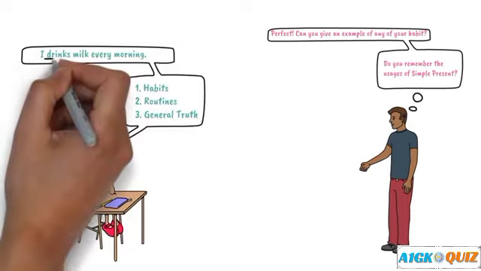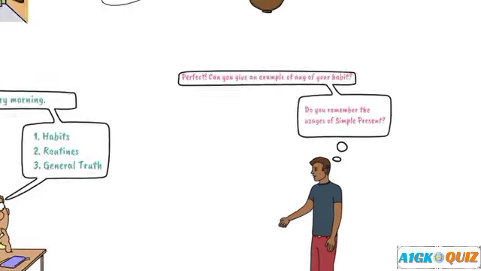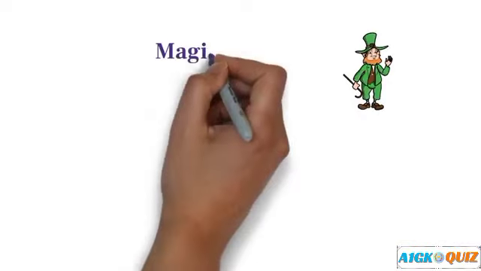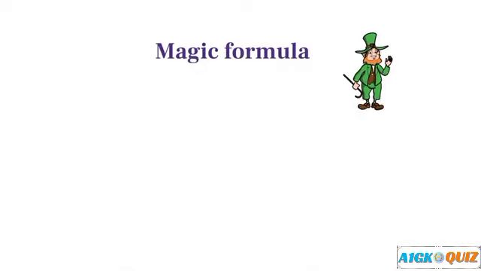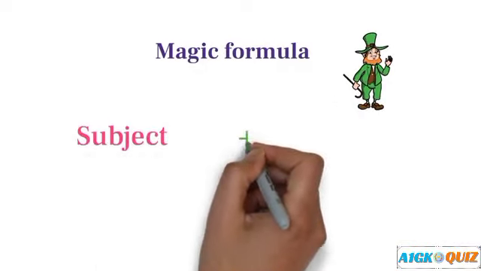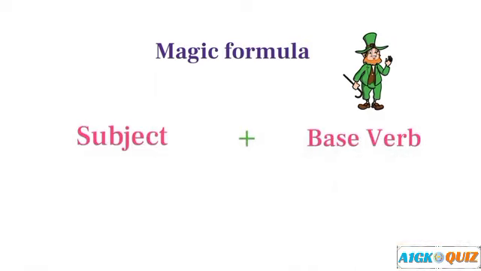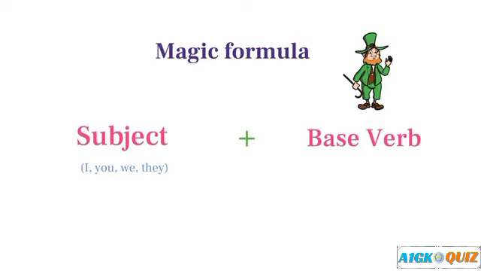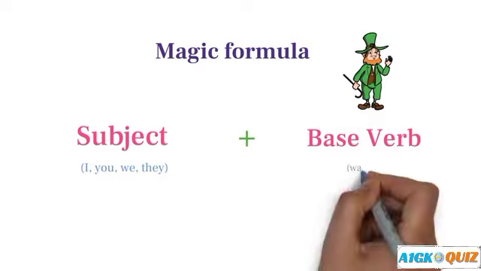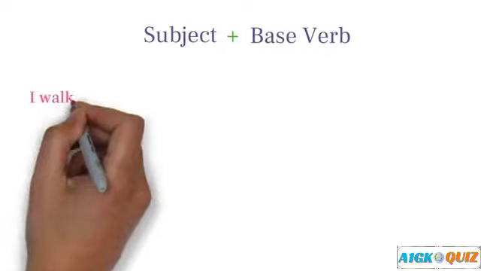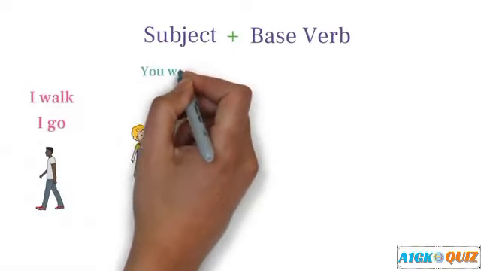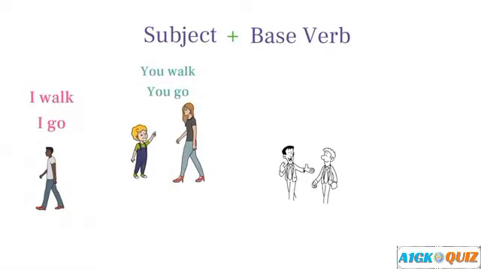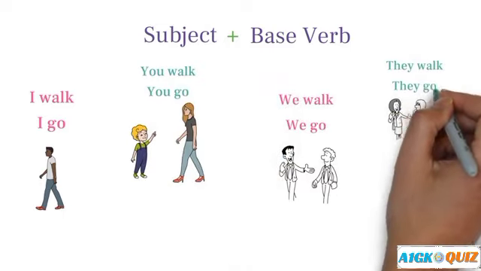Nice. However, there is a mistake in this sentence. But we can correct it with a magic formula for simple present tense. The formula is subject plus base verb. Let me take some subjects: I, you, we, they. And some verbs: walk and go. Let's do a match now. I walk, I go. You walk, you go. We walk, we go. They walk, they go.